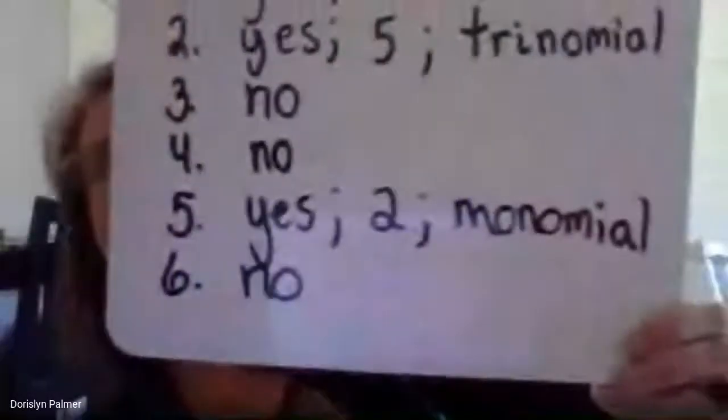Okay, Karen, number 6. Do you think that's a yes or a no? No, because I see a negative somewhere in there. Exactly. Good job. That's a no because we have a negative exponent. Perfect.